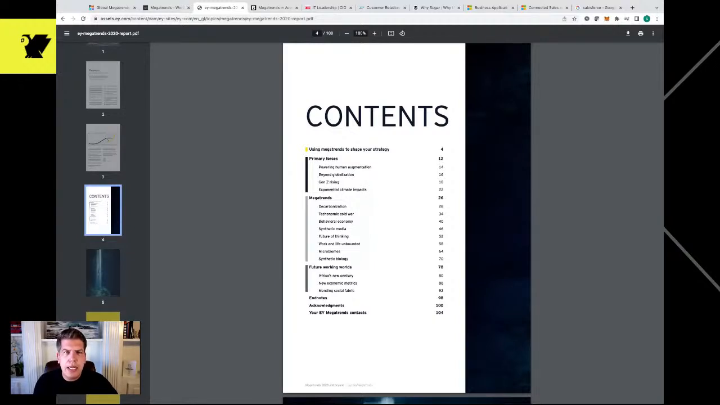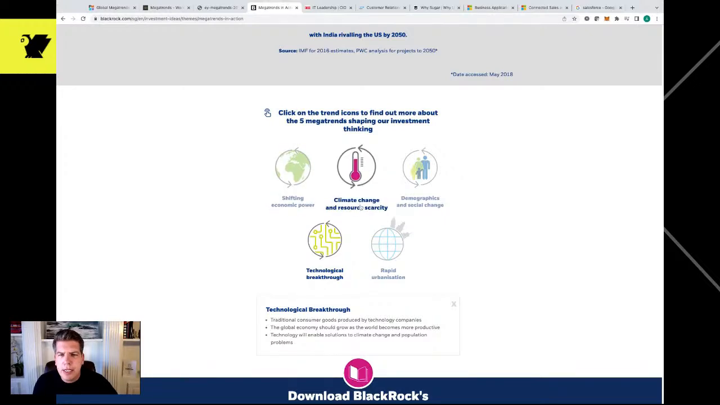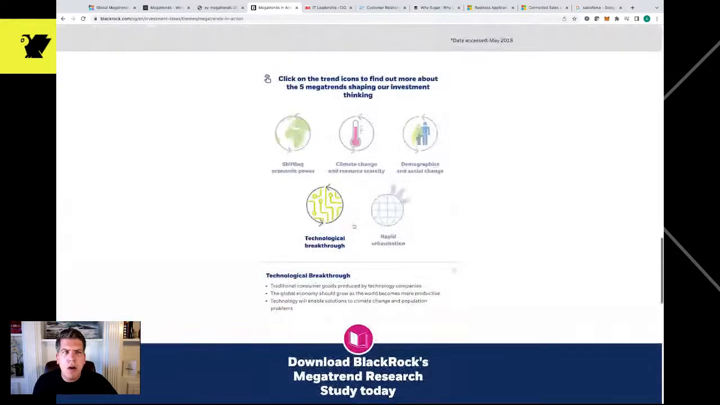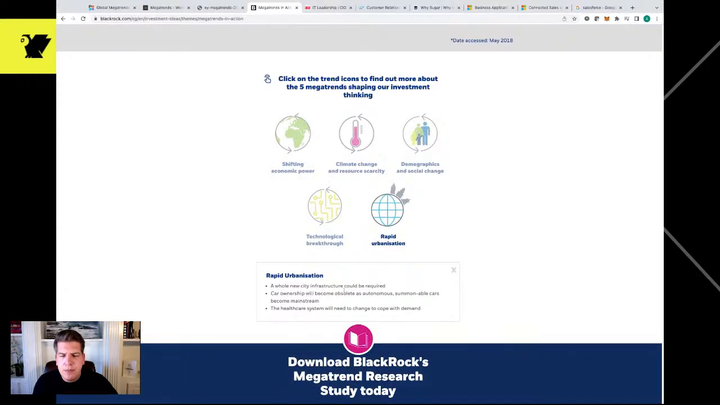So as we think about it, it just gives you a point on looking. There's so many different megatrends: shifting economics, climate change, and you can start to see all of them. Again, this is BlackRock's website that we're on here, and even industry sites will get into what they are, right? So technology, traditional consumer goods produced by technology companies, the global economy should grow as the world becomes more productive. You know, rapid urbanization, it's funny because you would argue that it might be going the other way, right? Instead of rapid urbanization, it's that whole decentralized trend of people moving out of the cities into the suburbs because of teleworking and COVID. And that trend hasn't quite changed yet. It's not the influx that everybody seems to think exists. And so there's a bunch of stuff out there. So anyways, this is how you would align your megatrends, right?